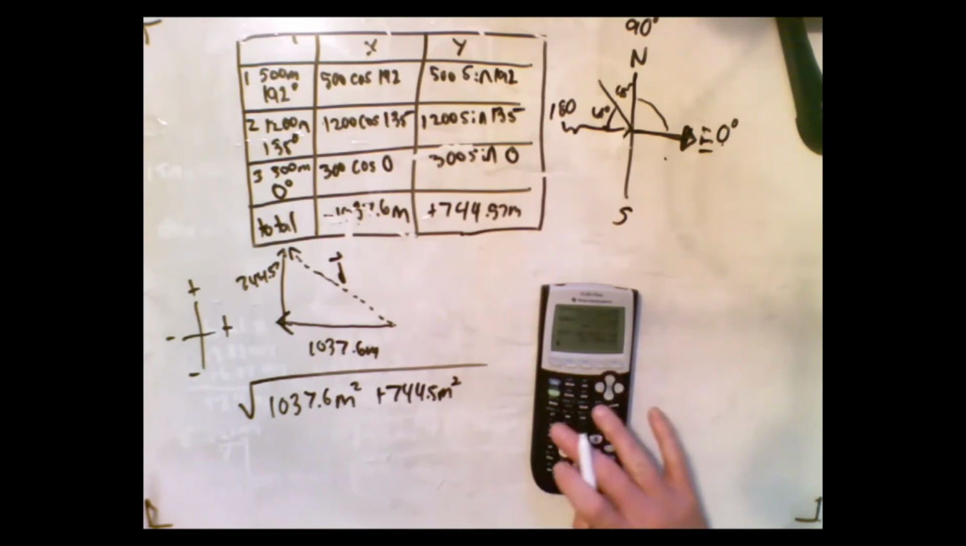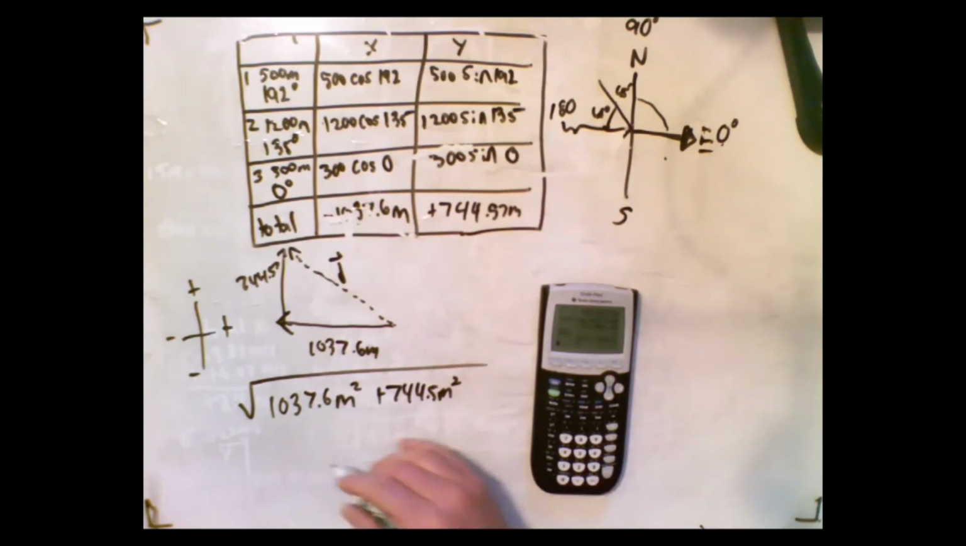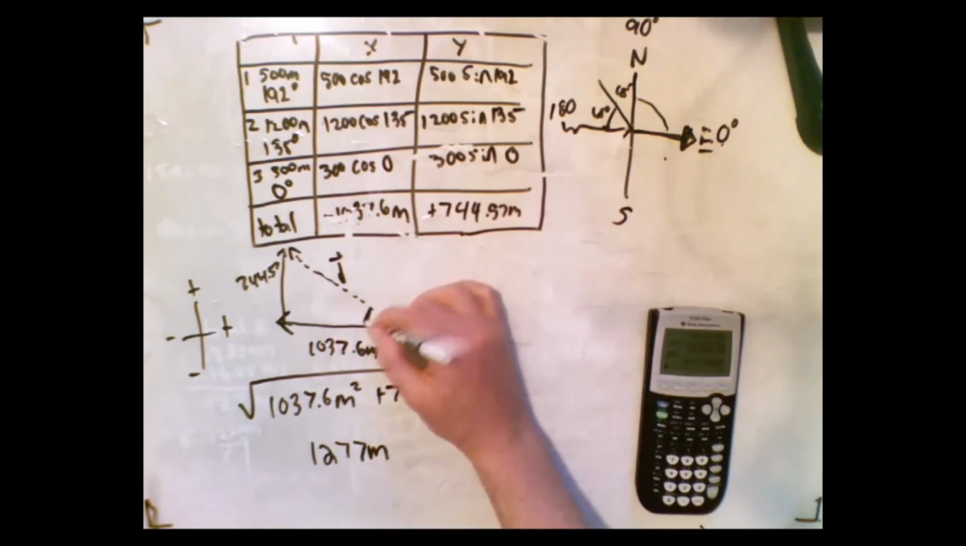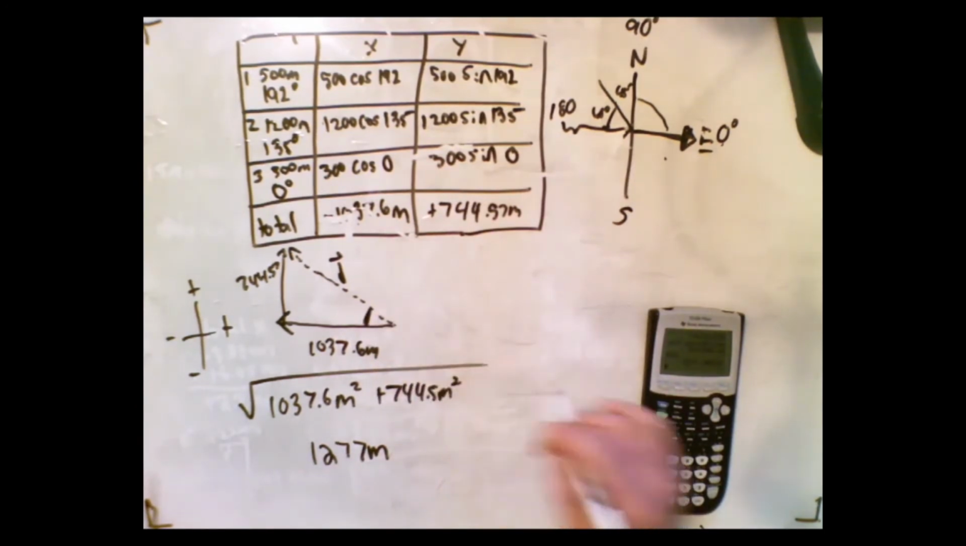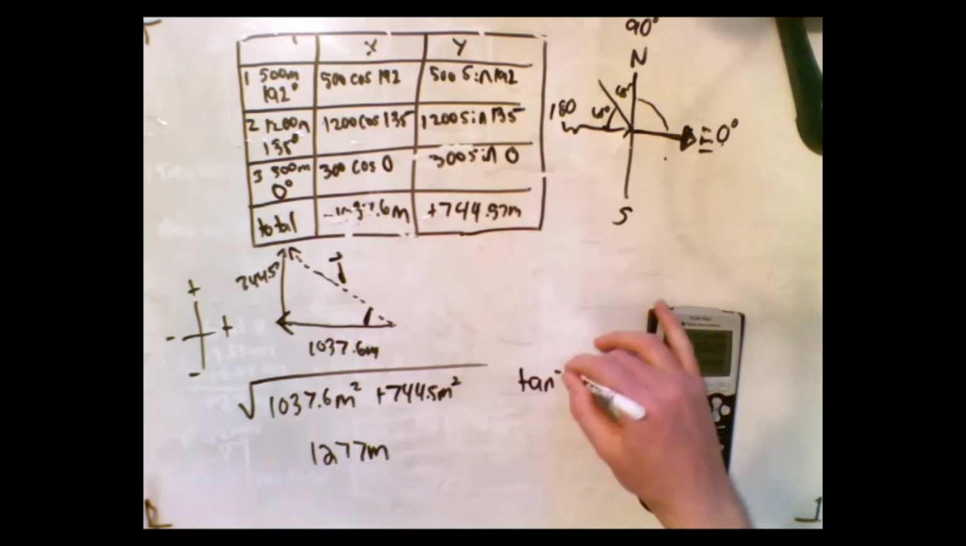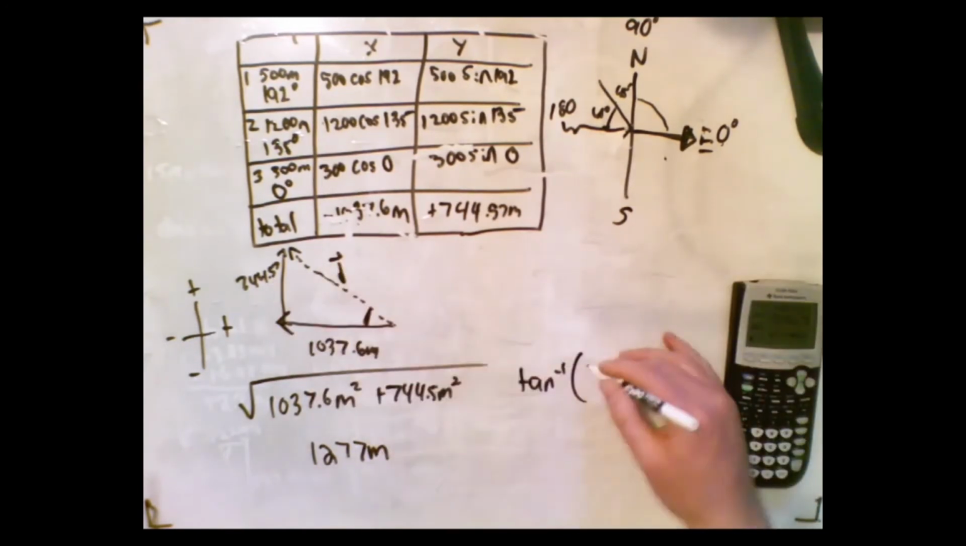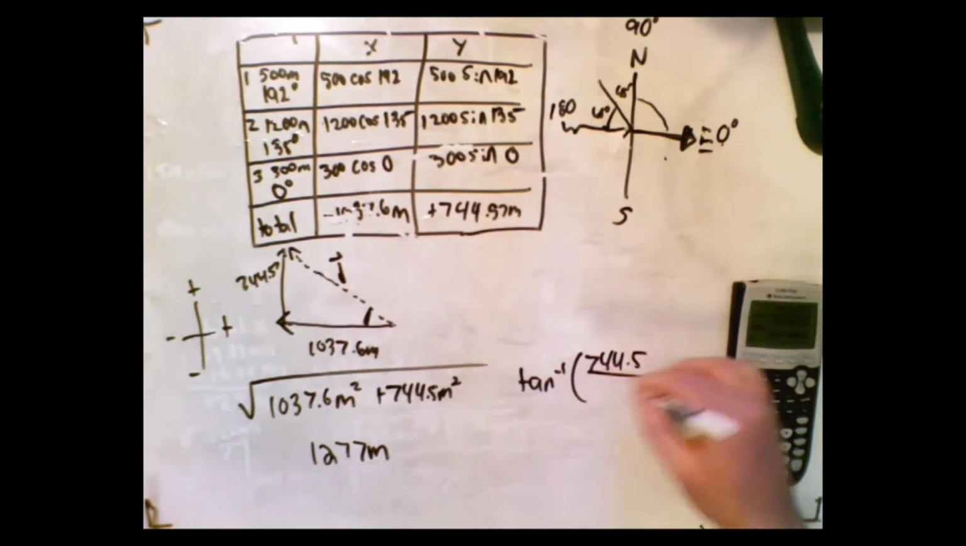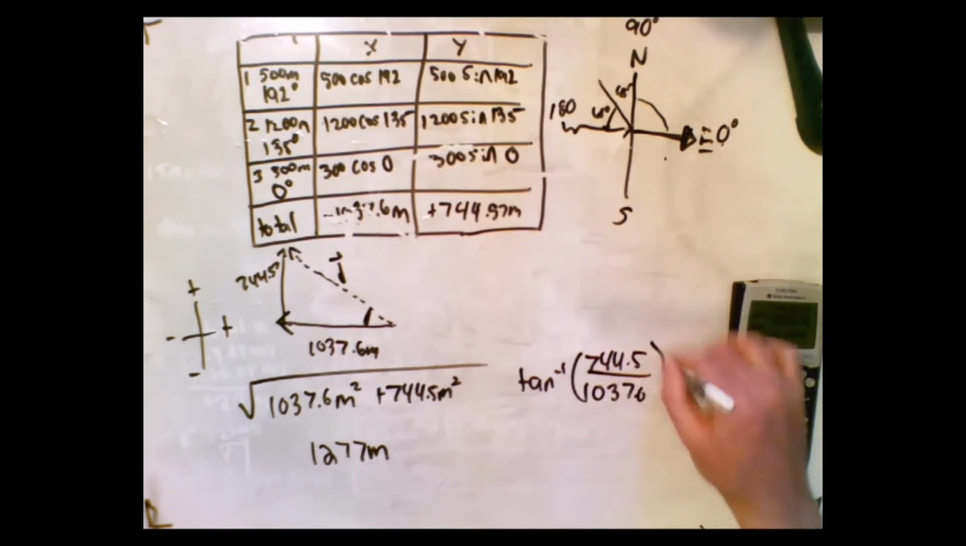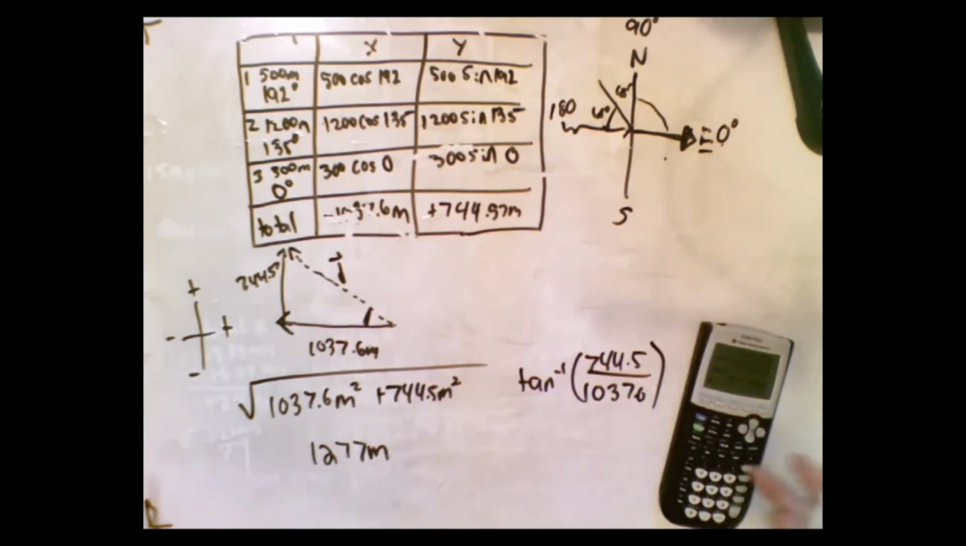And then square root my answer. And I get 1277 meters. And I also need an angle, so I find my angle where there's no arrows. And it's going to be tan negative 1 of opposite over adjacent, so 744.5 over 1037.6. Okay, so I tan negative 1, and I'm going to grab my answers from before, 744.5 divided by 1037. I'm going to get rid of the negative in my calculator because that's going to throw me off.